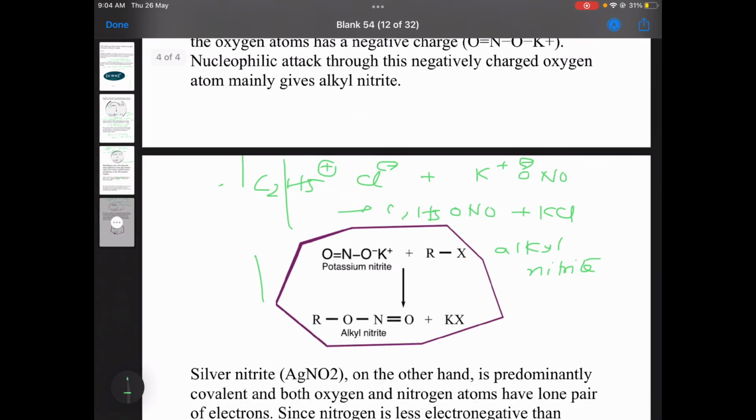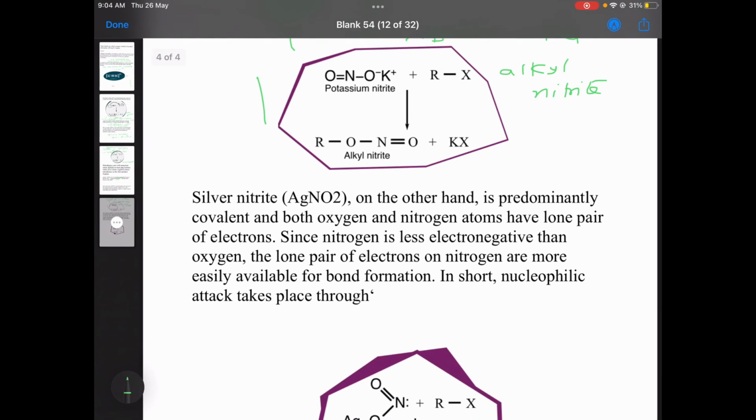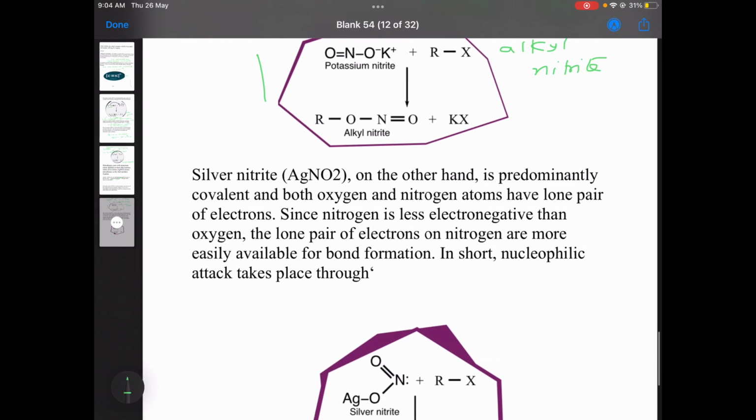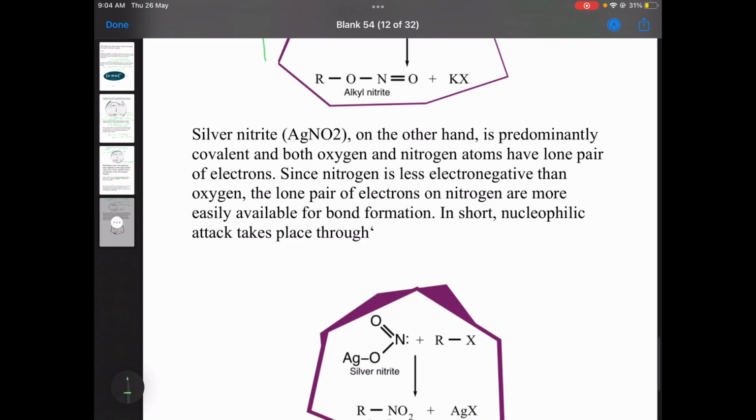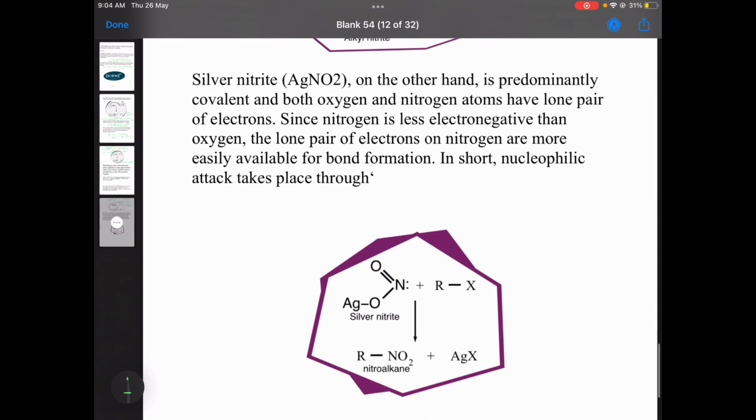Again, when we talk about silver nitrite, it is predominantly covalent in nature. The same procedure applies over here. When silver nitrite is treated with an alkyl halide, this gives a nitroalkane. Why? Because nitrogen will act as the donor of the ambidentate nucleophile and attack the alkyl group, and that will form a nitroalkane.